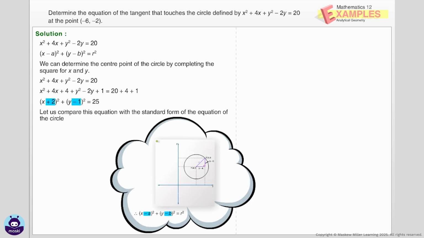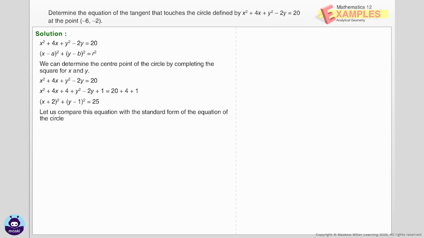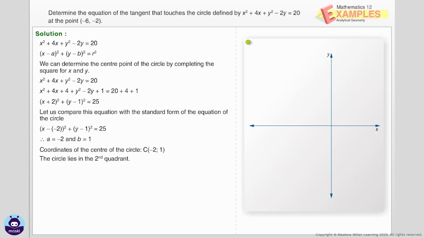Let us compare this equation with the standard form of the equation of the circle. To convert this to the standard form of the equation, we rewrite the equation as (x minus -2) squared plus (y minus 1) squared equals 25, therefore a equals -2 and b equals 1. We have now determined the coordinates of the center. Let us draw a rough sketch. The circle lies in the second quadrant.